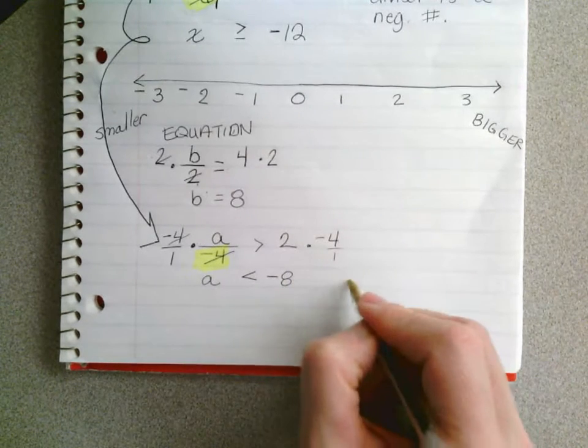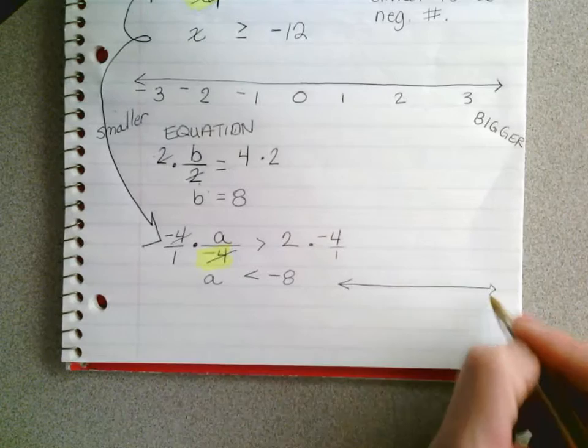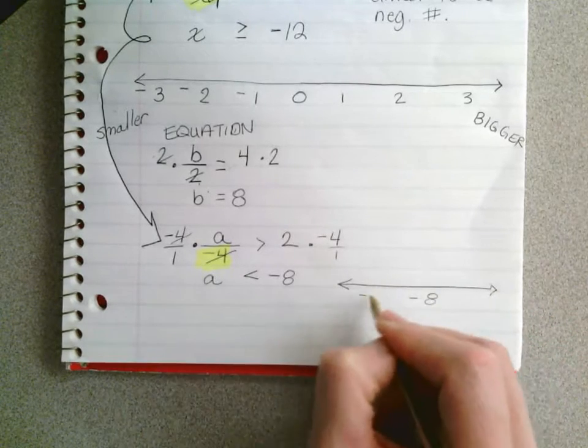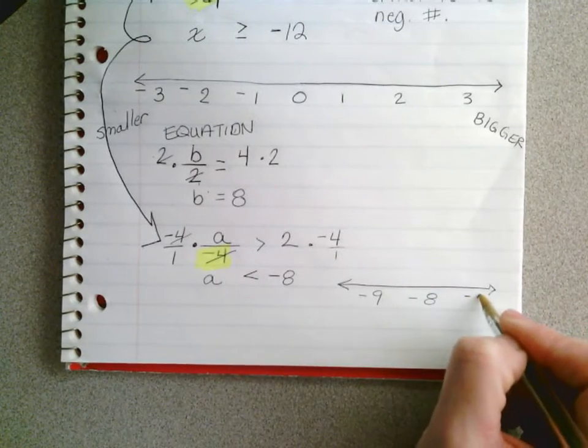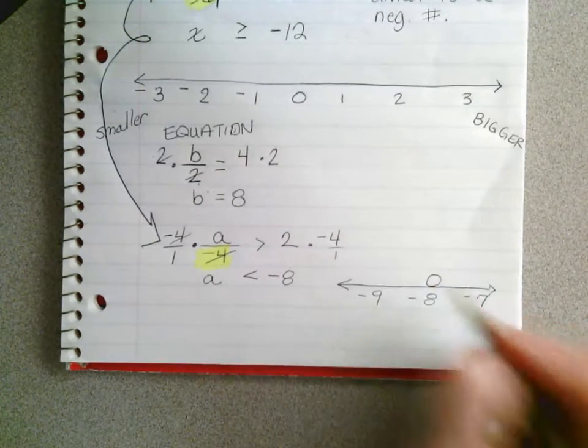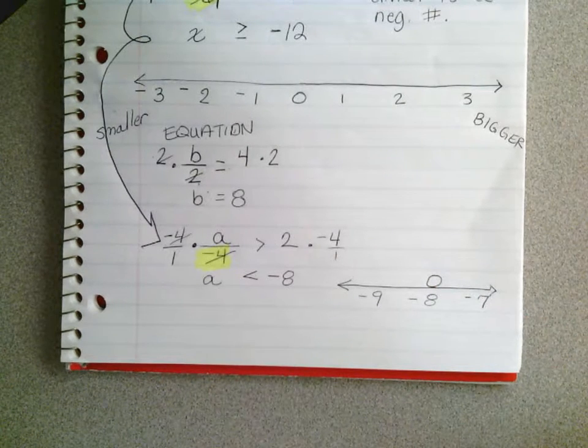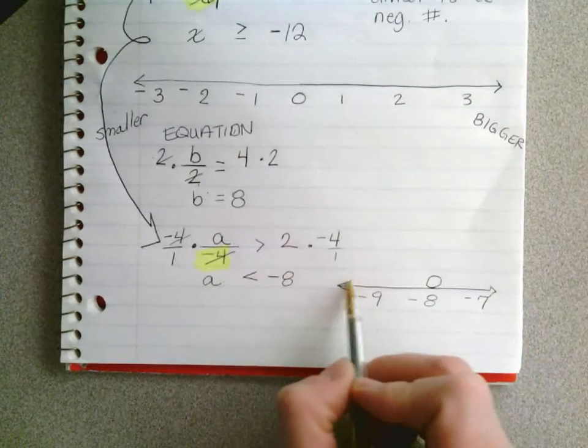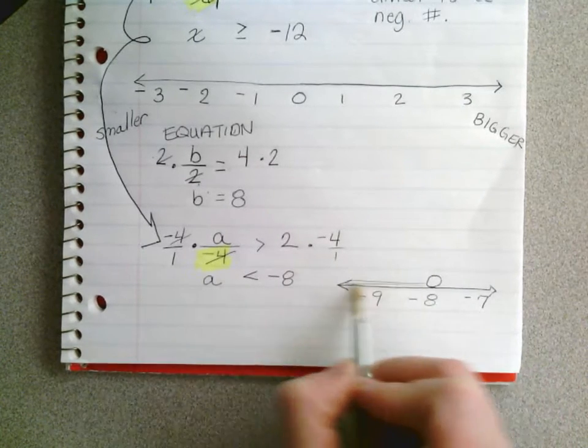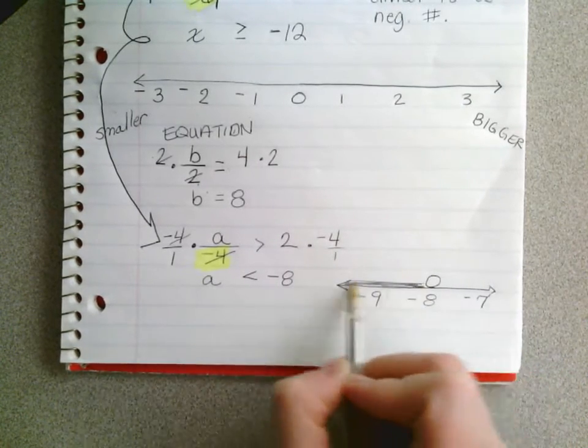To graph it, same like what we've been doing. Negative 8, negative 9. Anything less than but not equal to negative 8. So it's an open circle. Open circle. Less than.